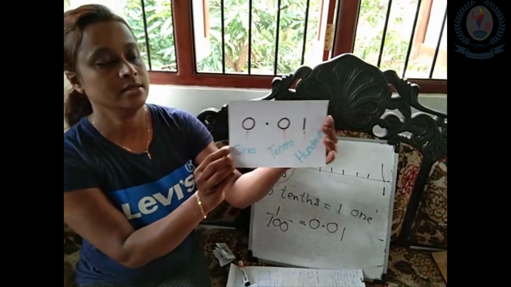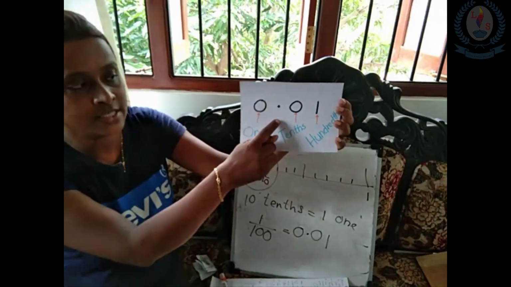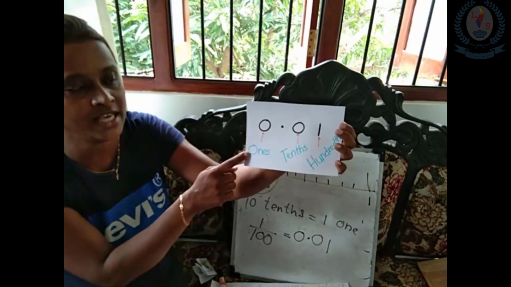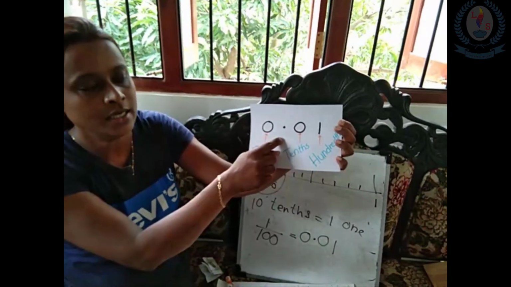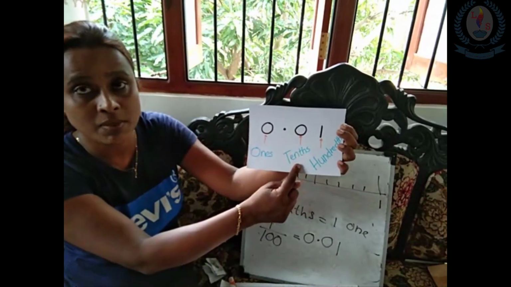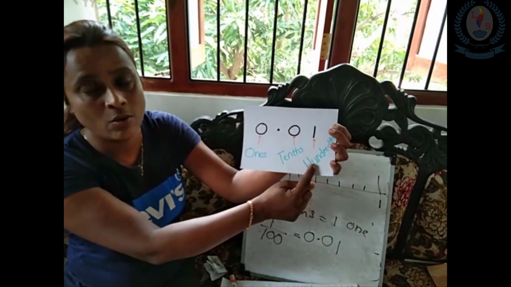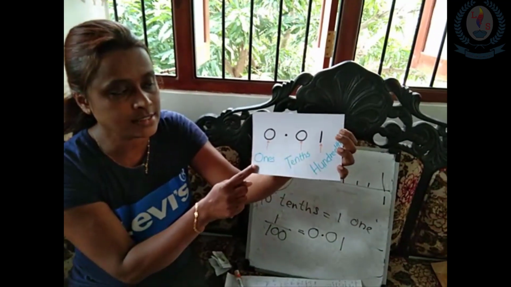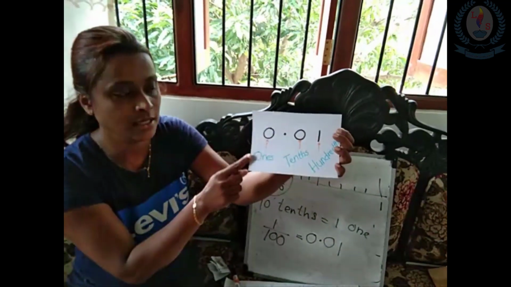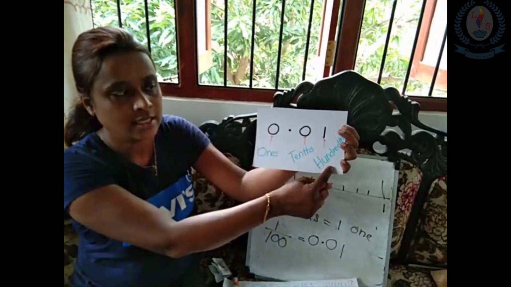Look at this. 0.01. In the previous chapter we learned the number before the decimal point, the left side number, is the ones place. The right side number after the decimal point is the tenths place. Now another place is added. That new place is called hundredths. Ones, tenths, hundredths.